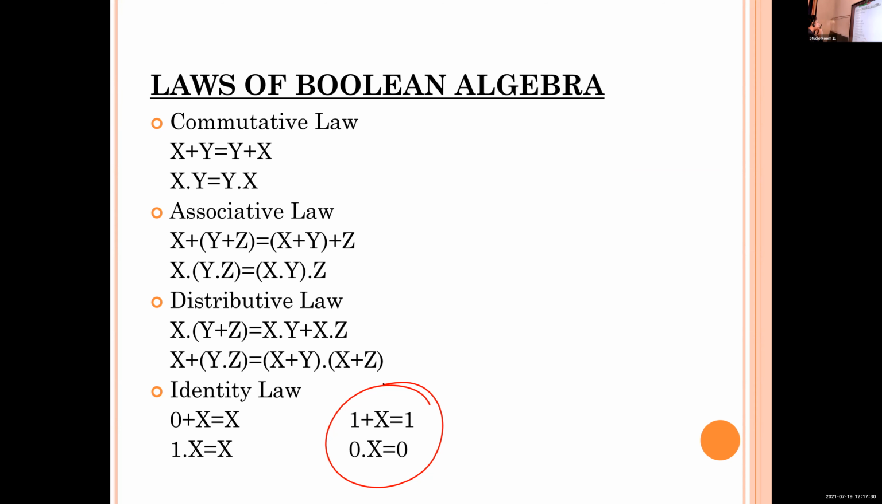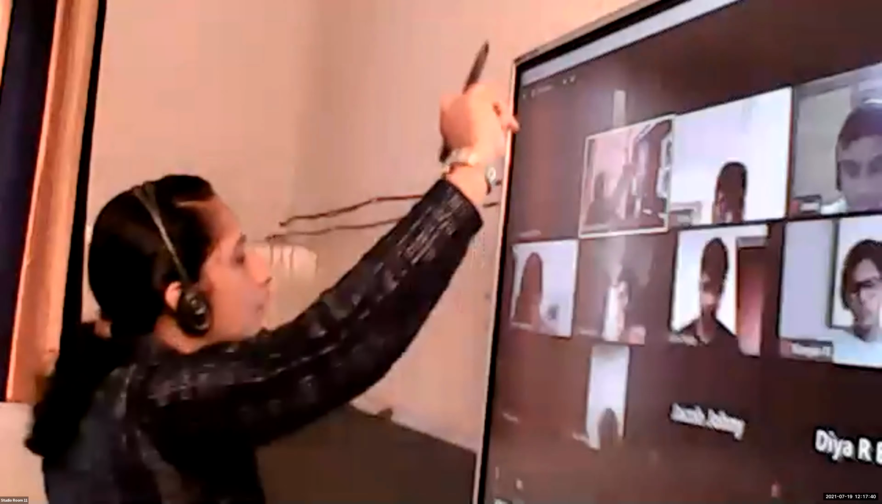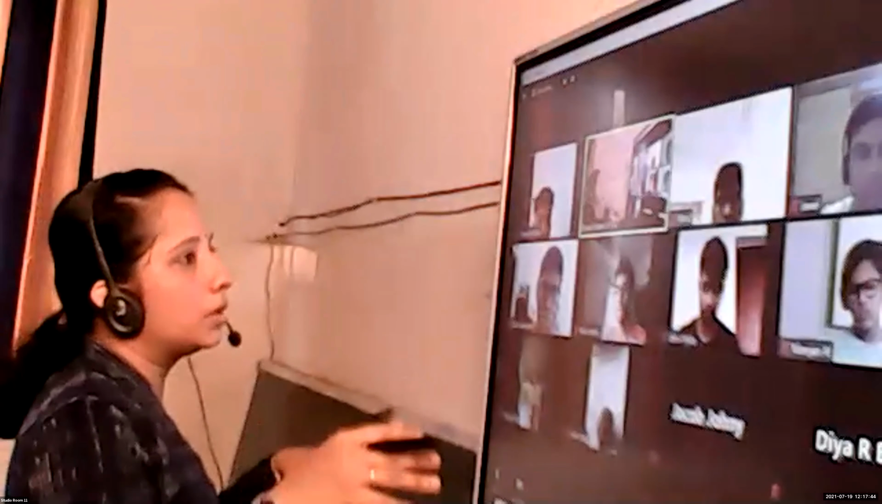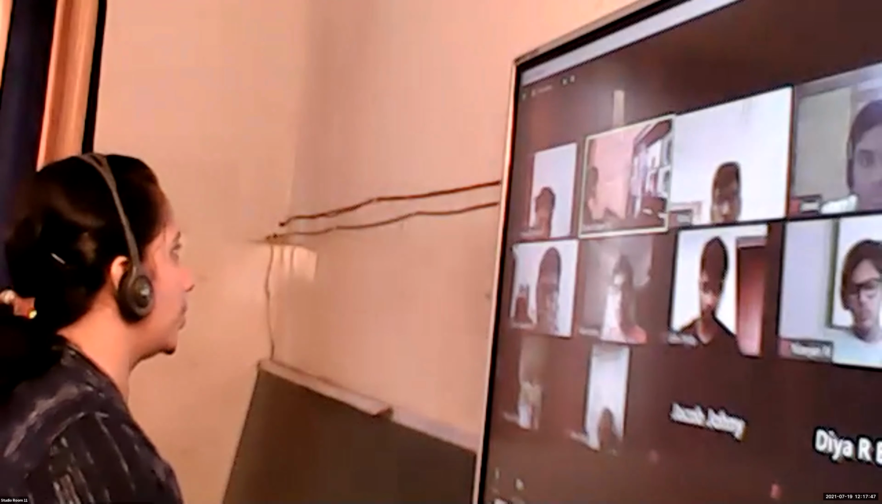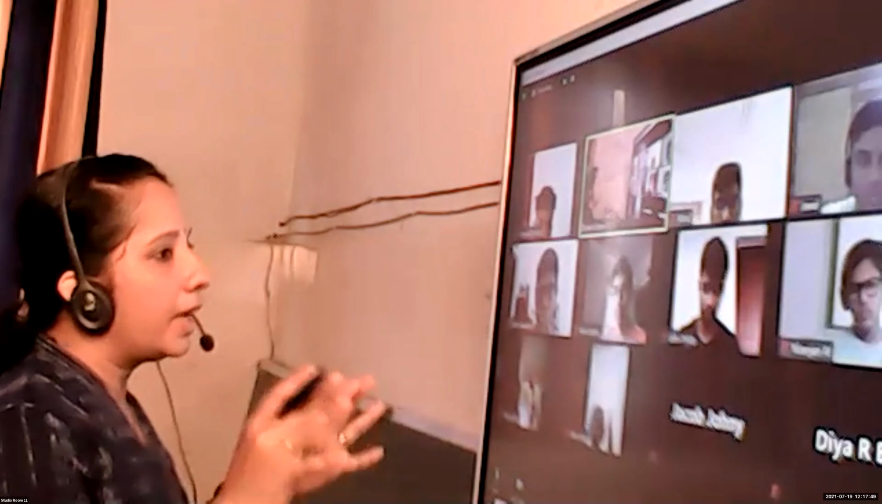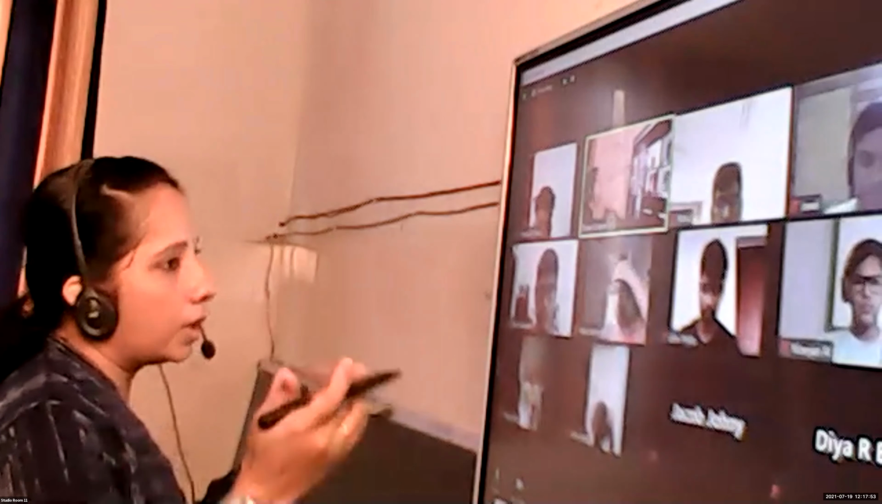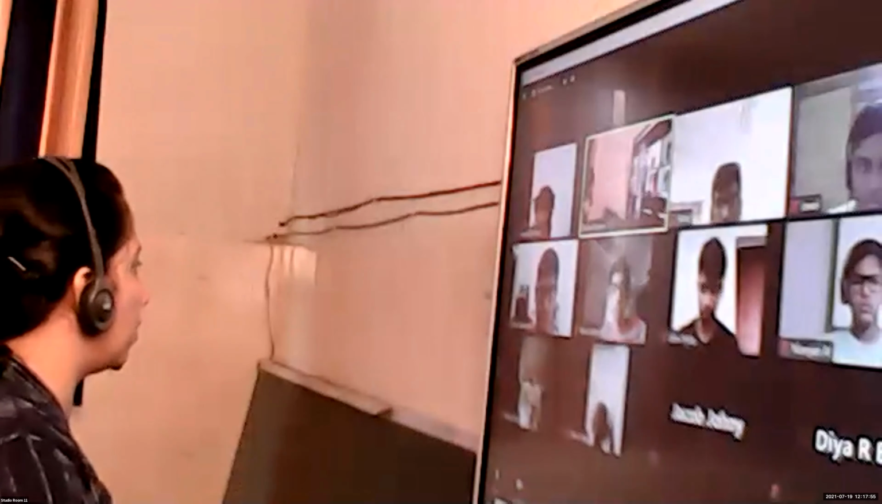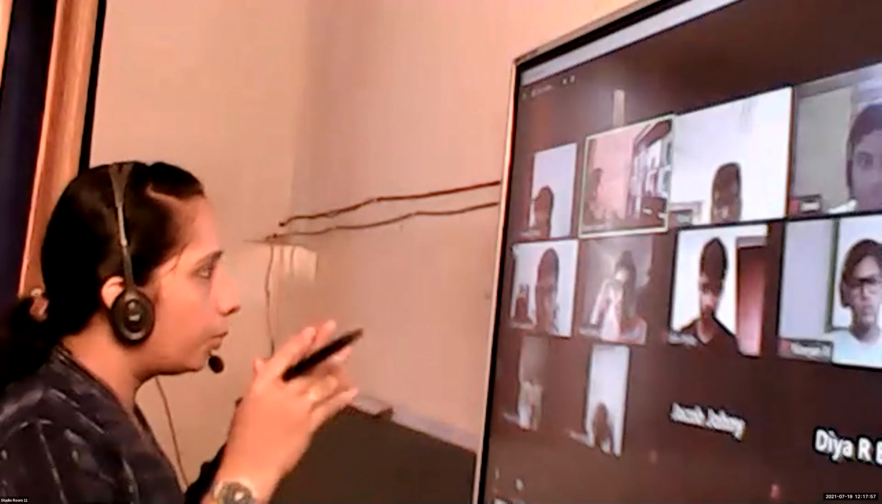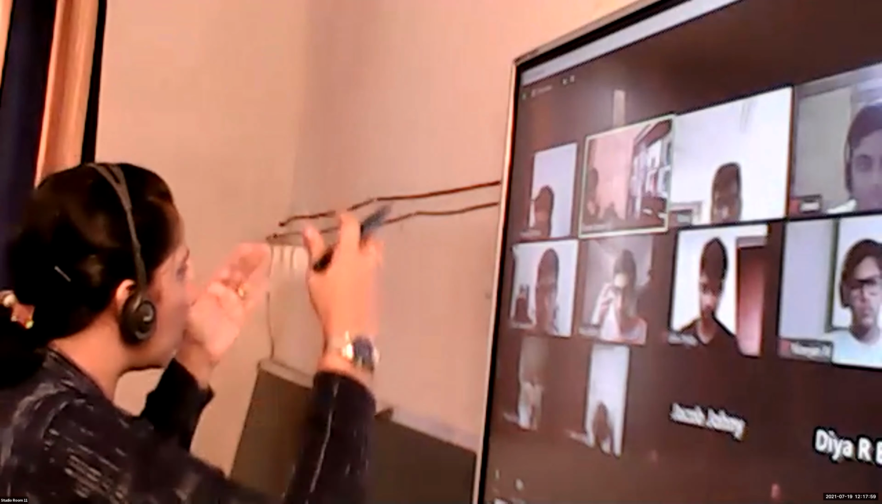Then how can we evaluate this, 0 plus X is equal to X? In this identity law, when we are moving to De Morgan's law, all these laws are needed for our further Boolean expression evaluation. In our syllabus, the main topic is De Morgan's law. We want to study the proof of De Morgan's law. But for proving De Morgan's law, we need all these laws.